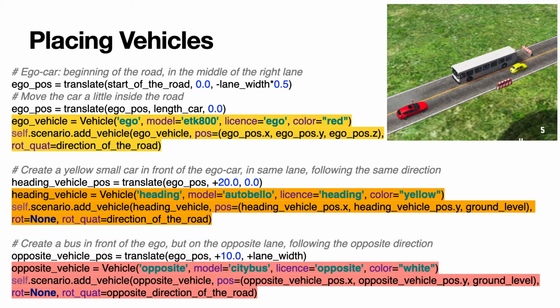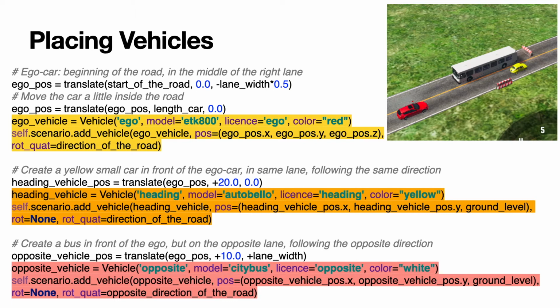In this specific case, we assume to have created a straight road, for which we know its coordinates, its geometry, and then we are gonna create a red car, which is the ego car that is oriented following the road on the right lane. And then similarly we add all the other cars. In this case, we add a small Autobello car, which looks like a 500 from Fiat, and a city bus.